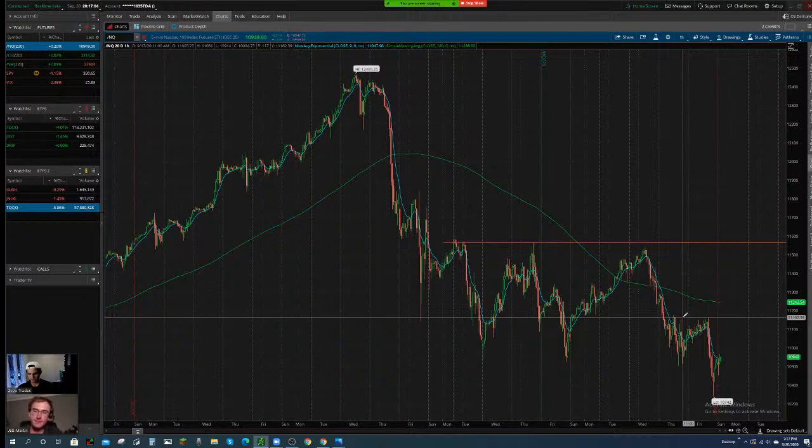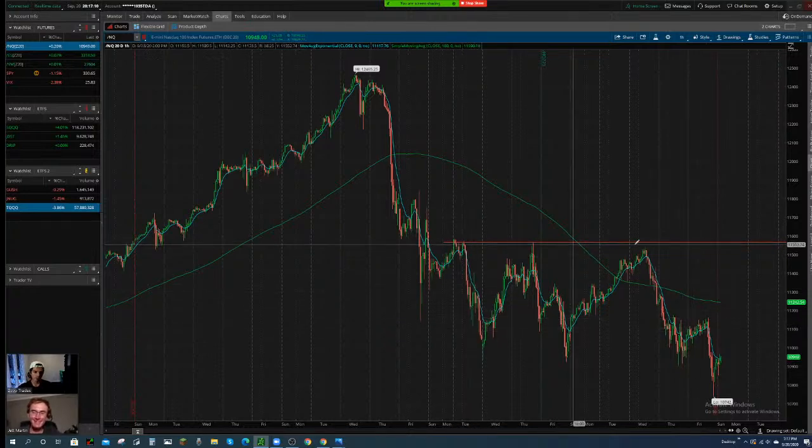All right, so let's go back into the NASDAQ. The NASDAQ got rejected at this triple top level right here.